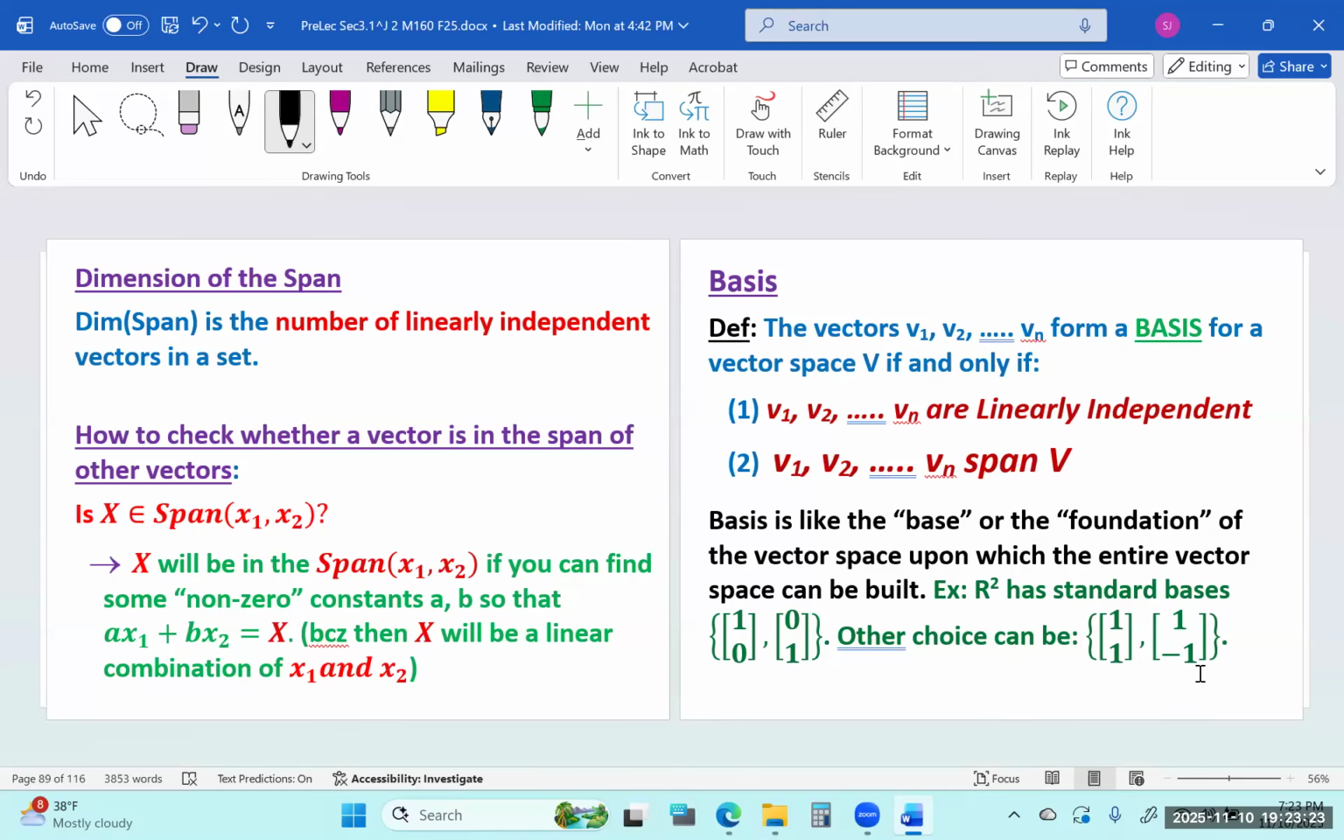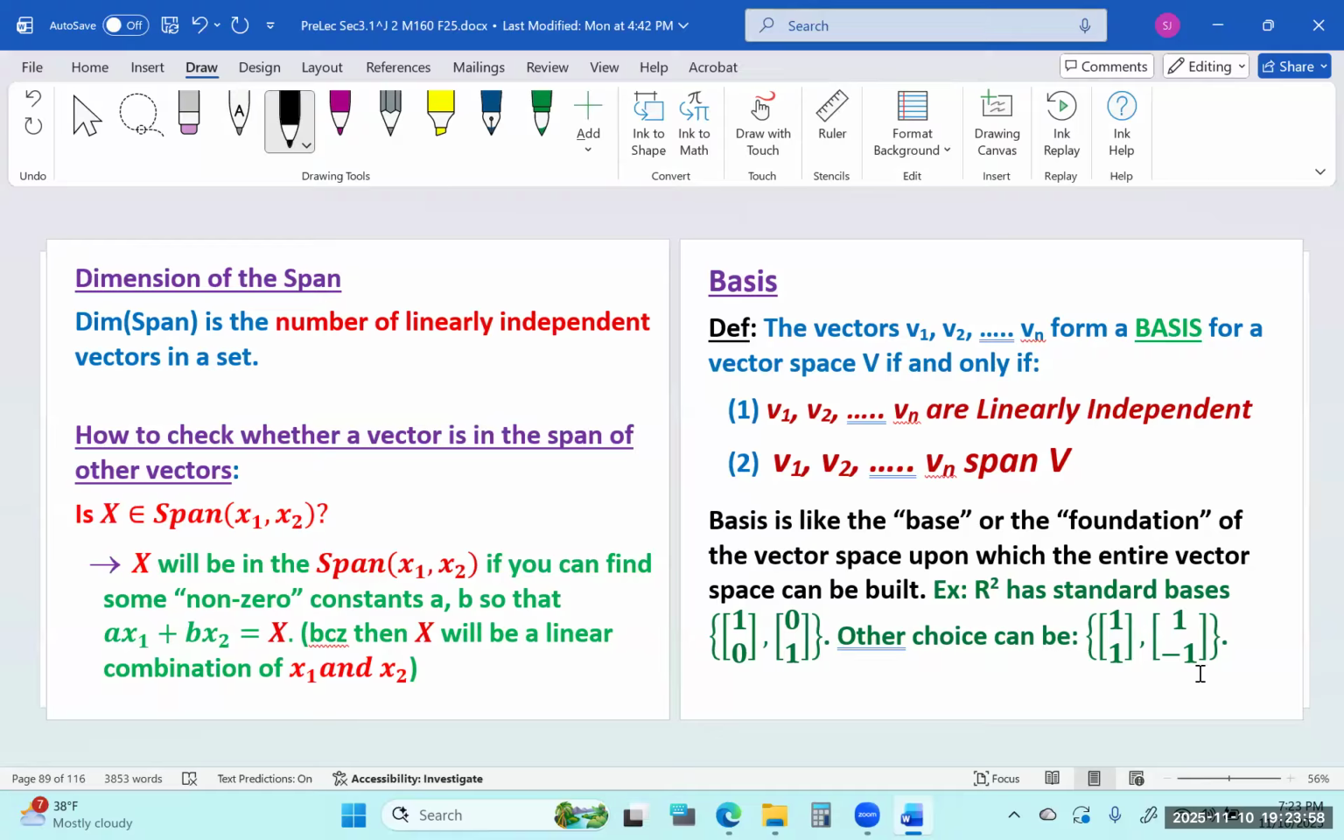Basis has similar properties as span. The difference is, in span we need at least n many linearly independent vectors, but to form a basis, you need exactly n many linearly independent vectors in Rn. It cannot have more vectors in your set. It cannot have fewer vectors in your set. You have to have exactly n independent vectors in Rn. So the dimension of your space has to be the same as the dimension of your span.